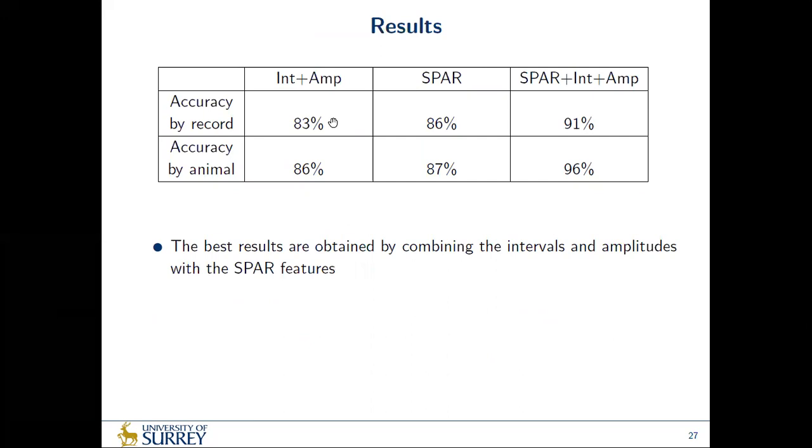Now the intervals and amplitudes, the accuracy by record was 83%, and when you use majority vote on the animal, it got 86% right. SPAR, on the other hand, got 86 and 87, so it wasn't much different. But when we combined them, then we got the best result of 91 and 96%. So if these features are looking at the signal in a different way, when we combine them, we get the best result.